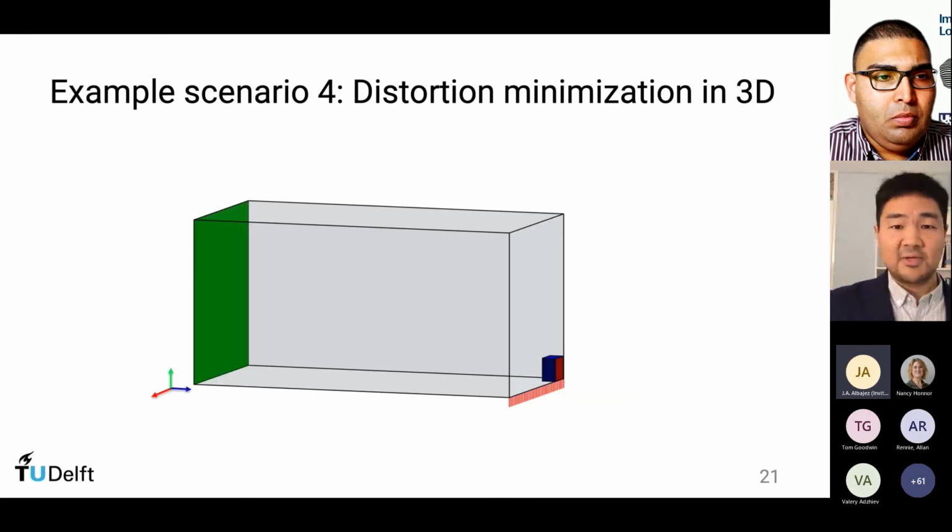The last example I want to show is the same distortion minimization, but in 3D. Here, in the example, the left side is fixed. We want to find a structure in this box. The structure is supposed to support load here, and we also want to have this surface as flat as possible.